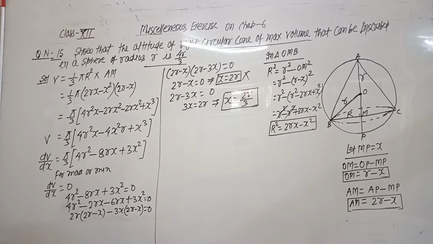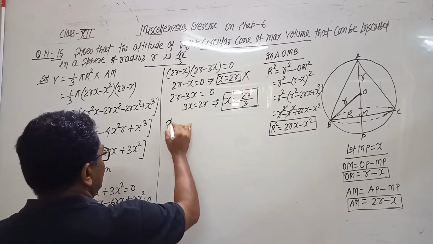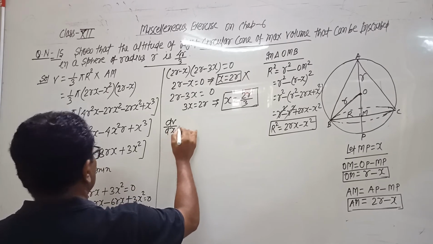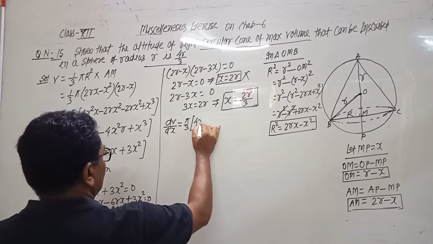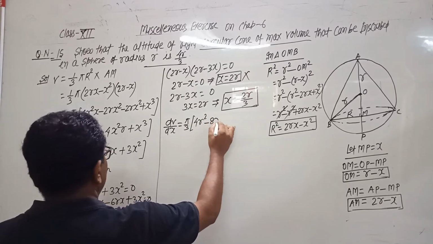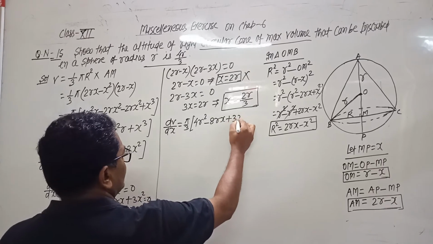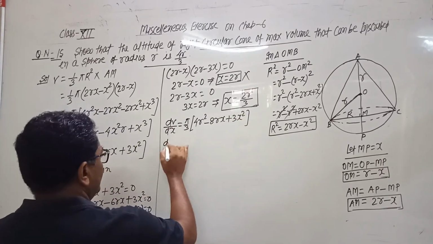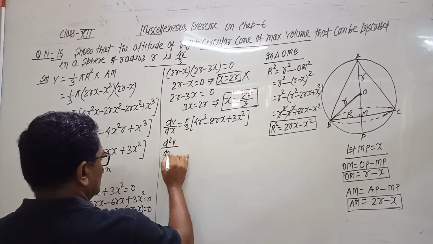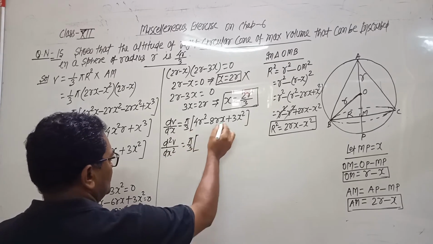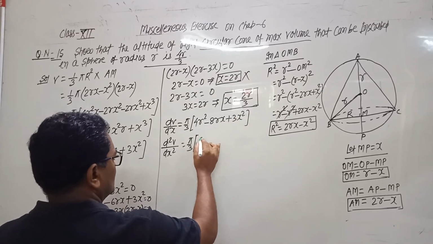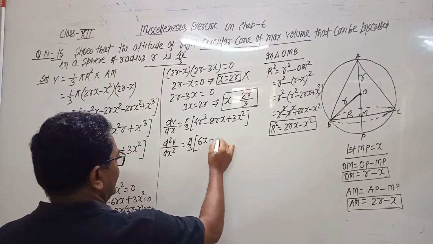Now the first step is to find the maximum volume. So we differentiate again. d2V by dx square is pi by 3 into 4r square minus 8rx plus 3x square. We find d2V by dx square, which is pi by 3, the differentiation of 4r square is 0, and the differentiation of 3x square is 6x minus 8r.